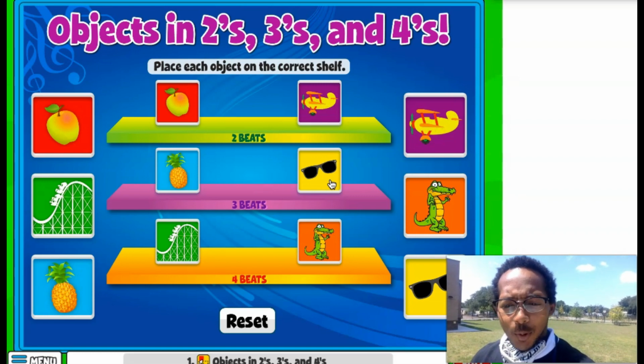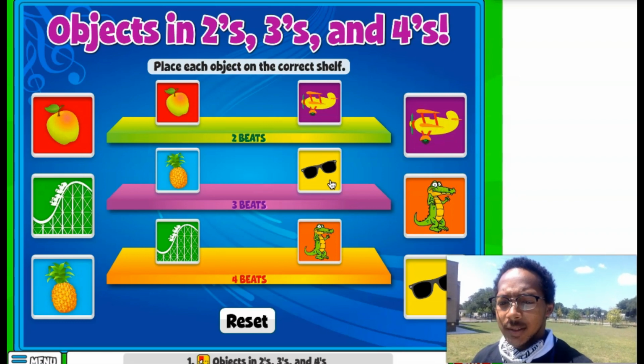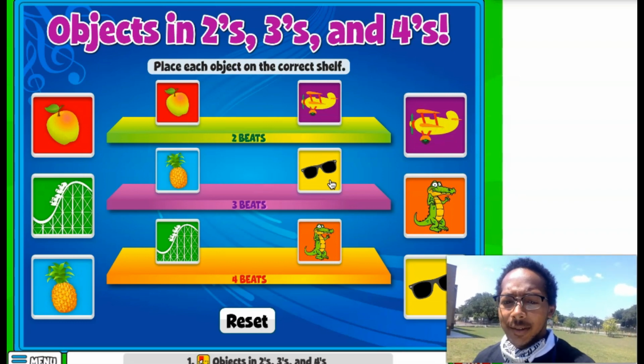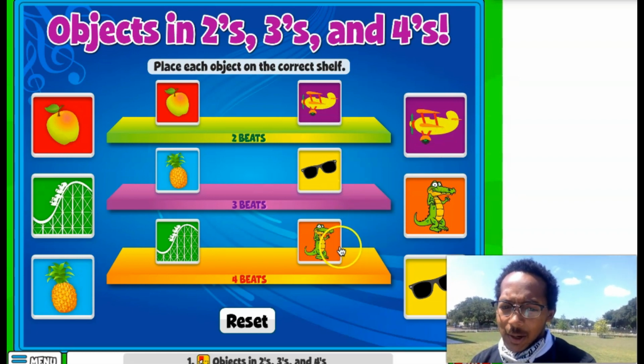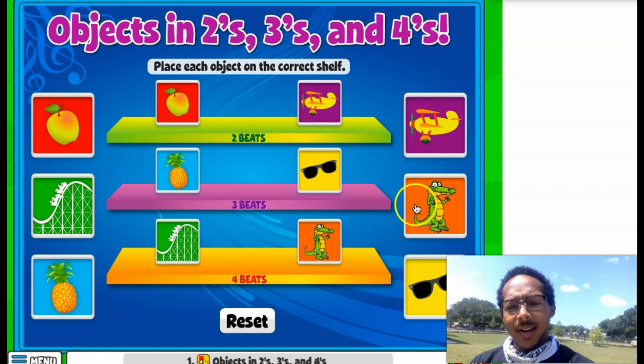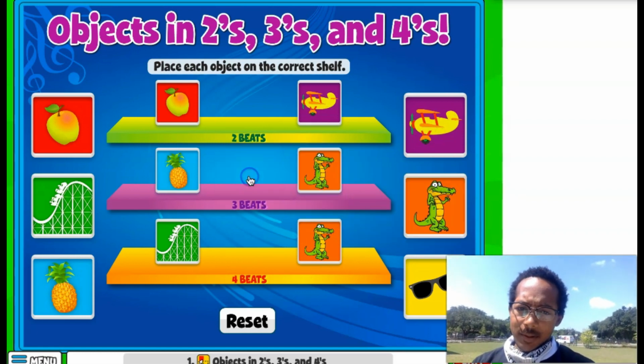Could you think of what that might be instead of saying alligator? That's right, crocodile, crocodile. So, if we call it an alligator, we can put it on our 4 beat shelf. But if it's a crocodile, we want to put it on our 3 beat shelf.